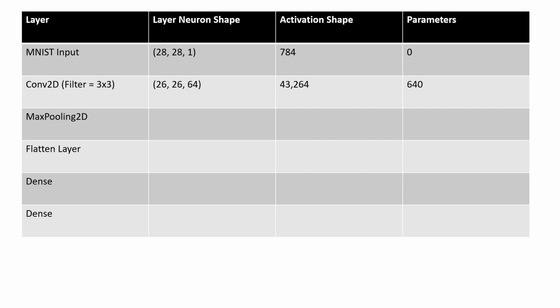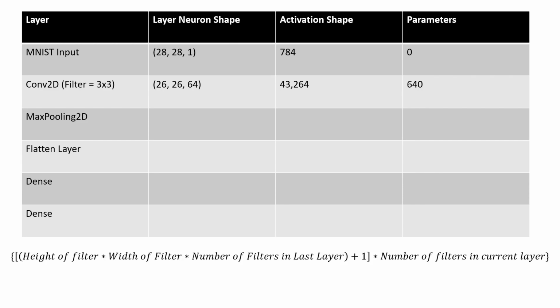And later we have 640 parameters. Now you might be wondering, out of nowhere, how does it become 640? There is a formula for how parameters are calculated, and I'll tell you how. In a CNN, it takes the height of the filter, then the width of the filter, then the number of filters in the last layer plus 1, where the 1 is for bias, and that entire thing is multiplied by the number of filters in the current layer.